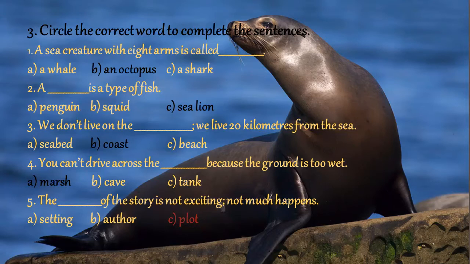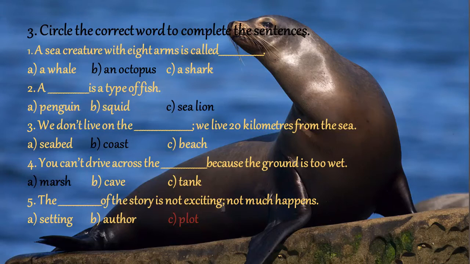Point number 2, a dash is a type of fish. Penguin, squid, sea lion. We know that penguin is a bird, not a type of fish. And squid is not a fish, because fish are vertebrates, meaning having a backbone, and squids are invertebrates. So sea lion is the answer.